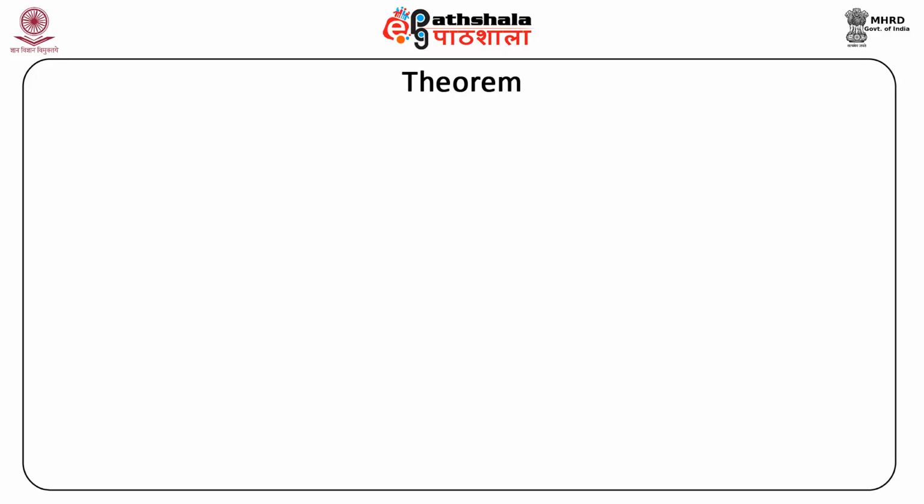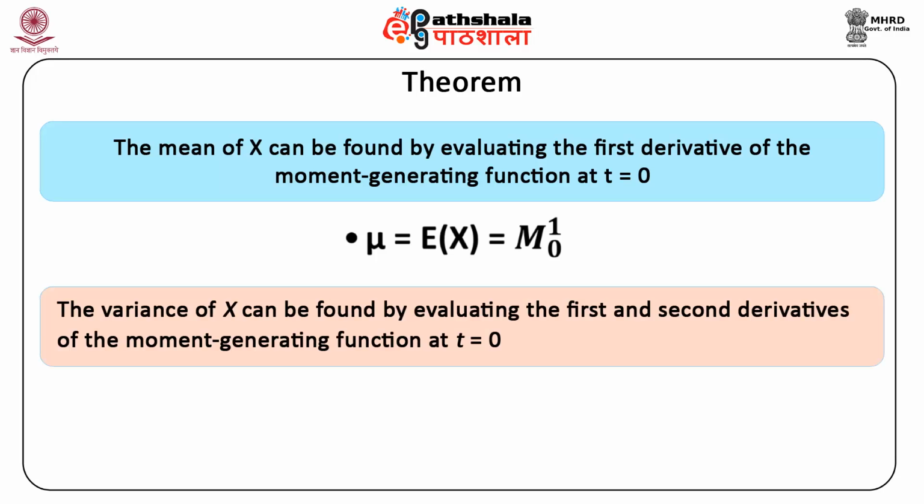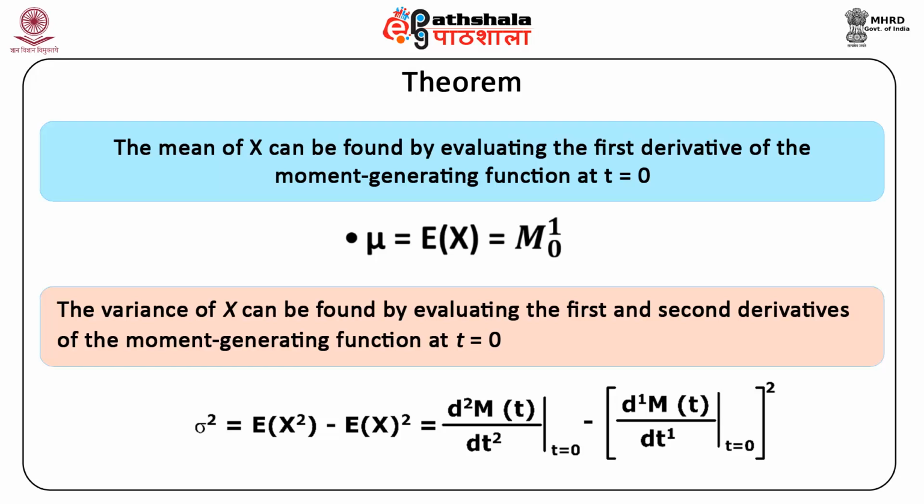Given a moment generating function exists for a random variable x, first, the mean of x can be found by evaluating the first derivative of the moment generating function at t = 0. That is, mu = E[x] = M'(0). Second, the variance of x can be found by evaluating the first and second derivatives of the moment generating function at t = 0. That is, sigma squared = E[x²] - (E[x])², which is equal to d²M(t)/dt² at t = 0, minus (dM(t)/dt at t = 0) squared.